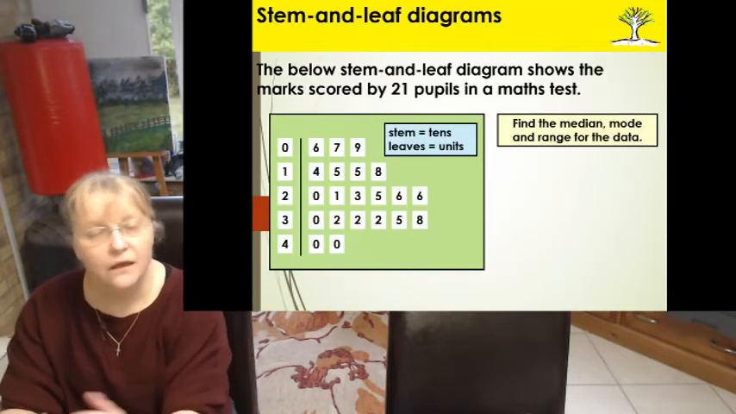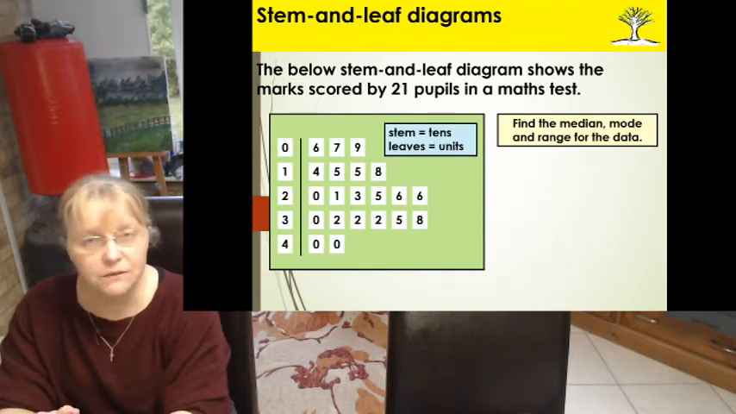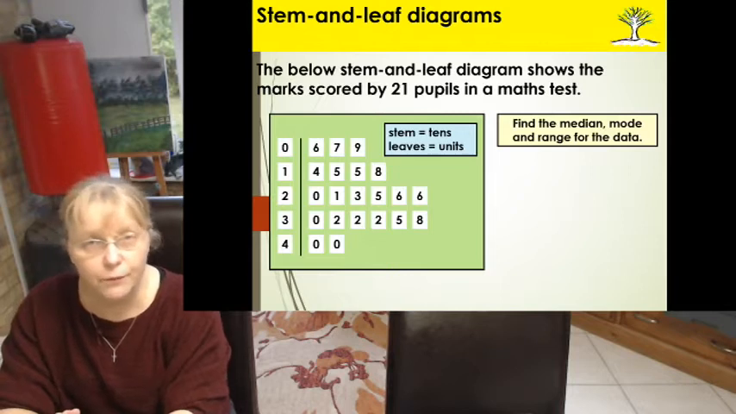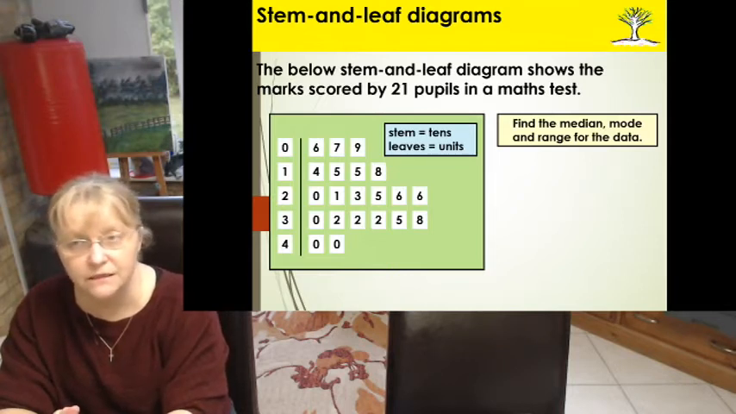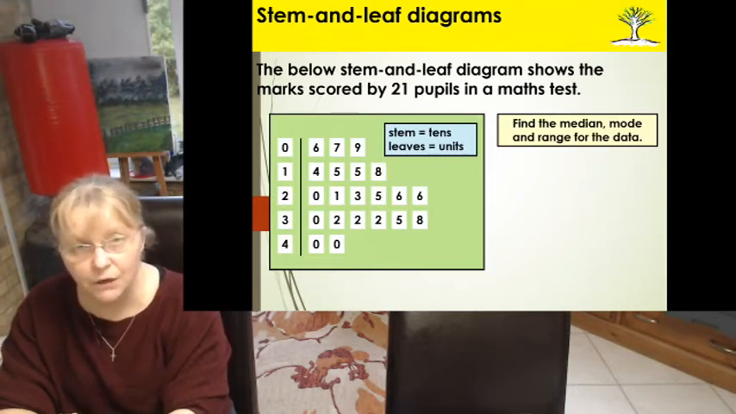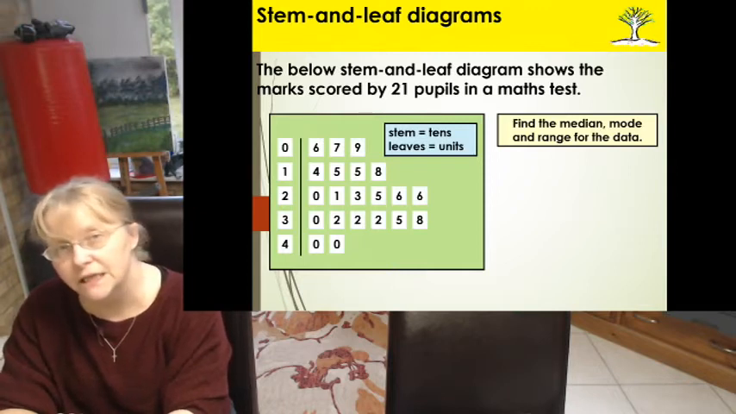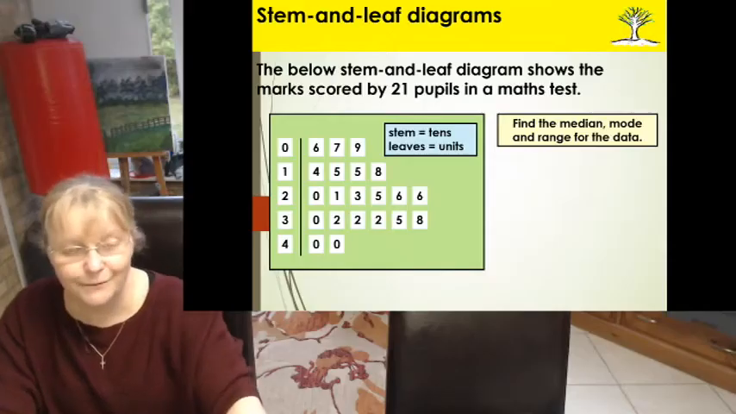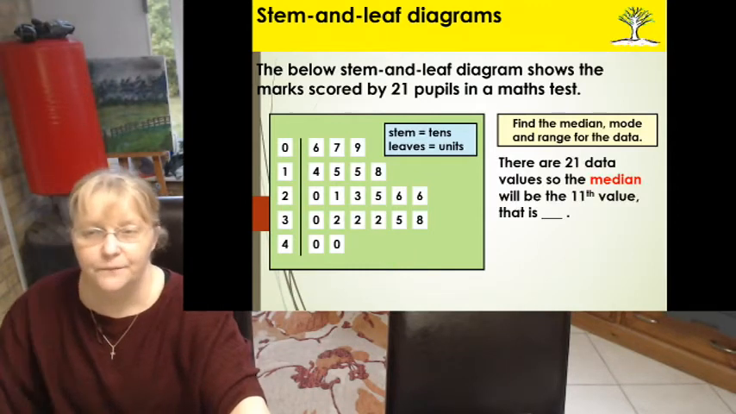So, the type of questions you're going to be asked: below is a stem and leaf diagram, and it shows the marks scored by 21 pupils in a maths test. Find the median and the mode and the range. So pause now and see if you can answer that. Okay, welcome back.